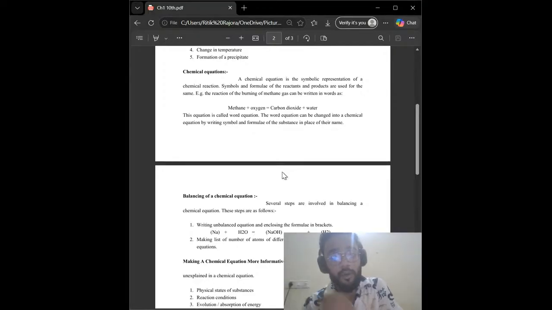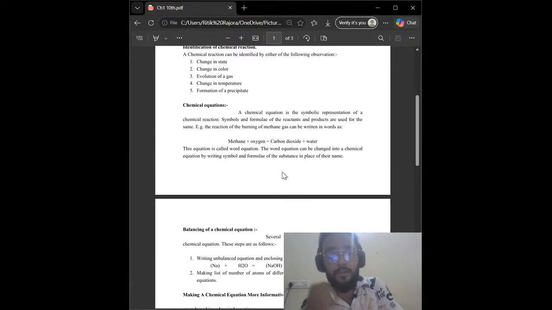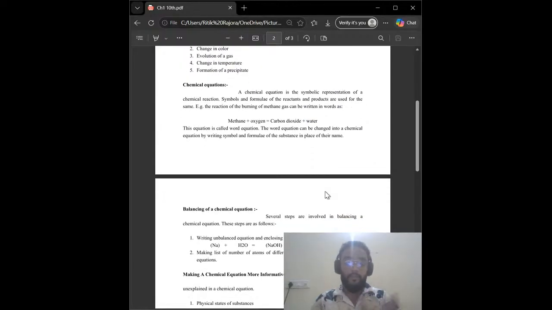As I already told you, it's the third factor, the evolution of gas. Which gas is evolved in any type of reaction? Here you have seen carbon dioxide, CO2. And what product is being released? Water. I hope you get my point. This equation is called a word equation, correct?